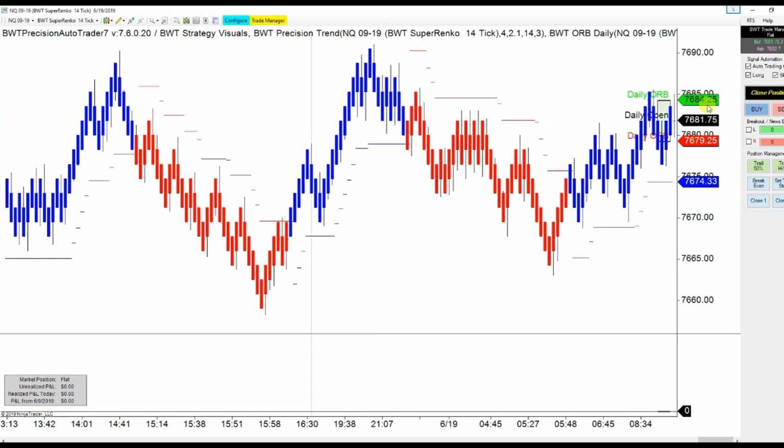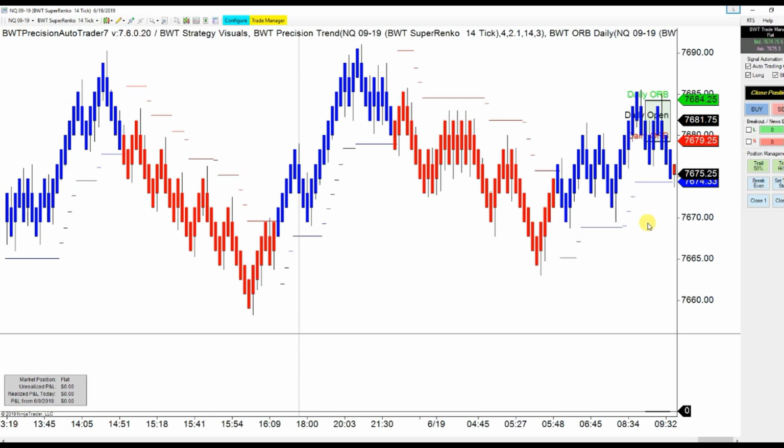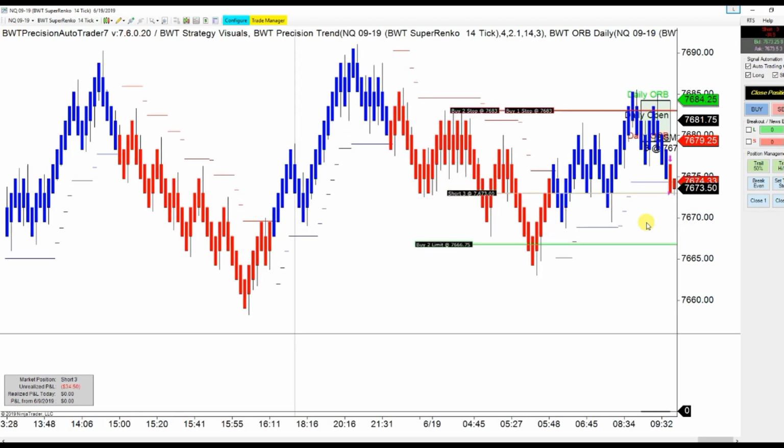As you can see, I have both longs and shorts checked, and this daily open range will determine which direction the arbitrator wants to go in. If we're trading below it, it's going to take the short on a break of the precision trend. And there we go. Looks like we might have a short over here. Here it is. Okay, so we have a short.